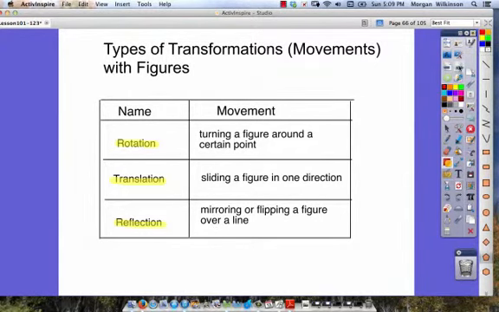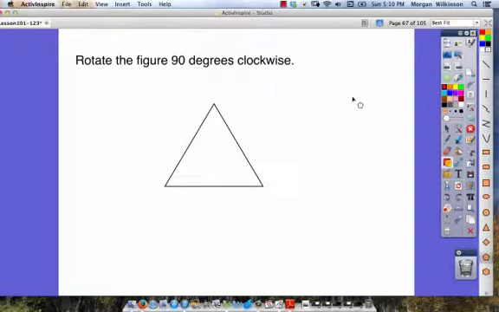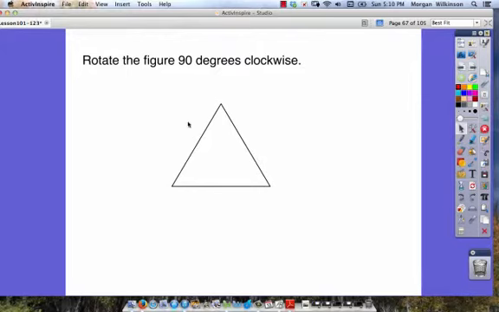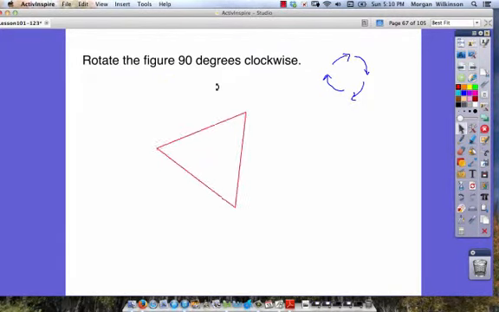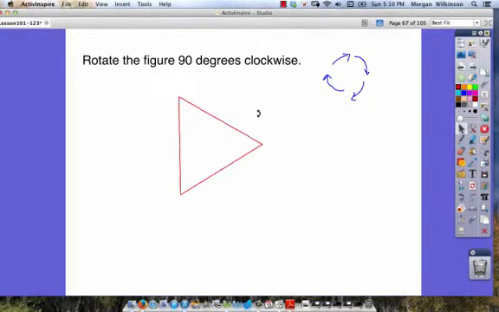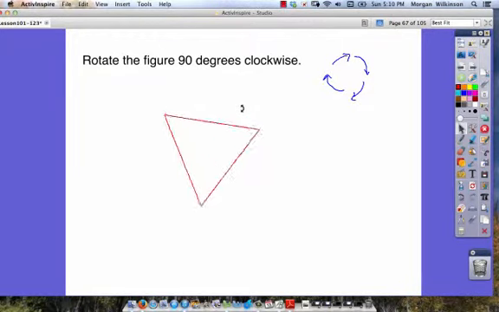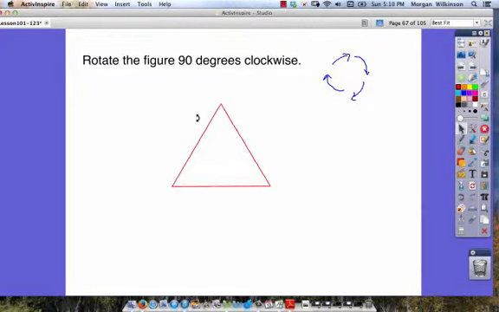Let's look at an example. We want to rotate this figure 90 degrees clockwise. If we want to rotate this figure, using a tool on the computer can be very handy to visualize that. If we want to go clockwise, of course, we're going to be heading in this direction, like a clock. We can use our rotation tool to move 90 degrees clockwise, and we'd have our answer right here. So we've gone from our original, and we've moved it so that it's 90 degrees clockwise.